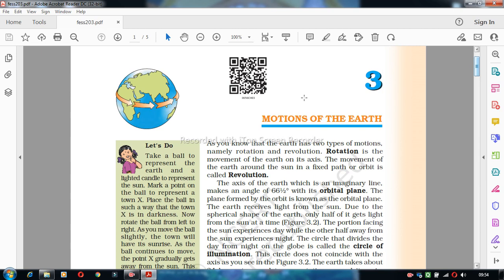So cadets, please have attention. Rotation and revolution. Rotation is the movement of the Earth on its own axis, and the rotation is clear to you. The Earth is moving from this side to this. Next, revolution: the movement of the Earth around the Sun in a fixed path or an orbit is called revolution.